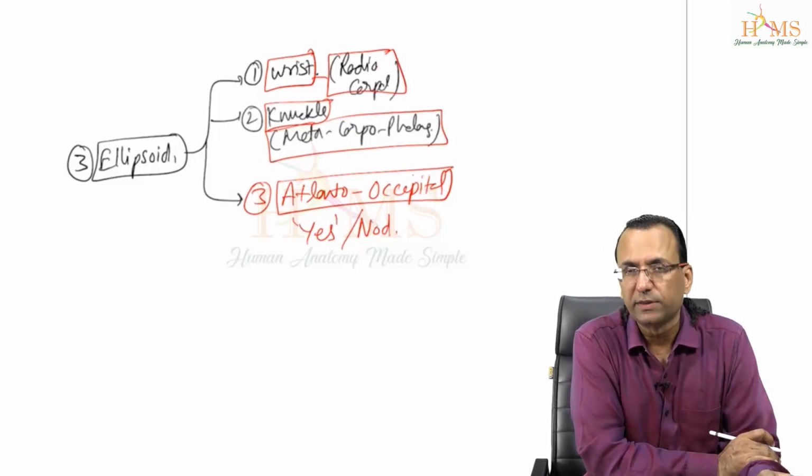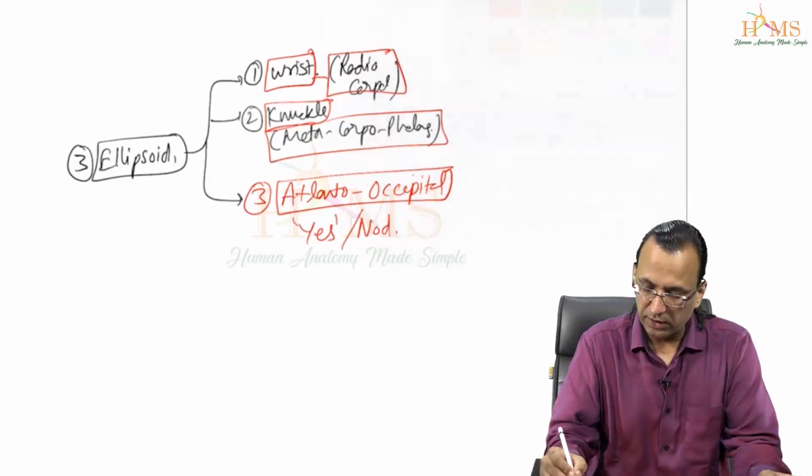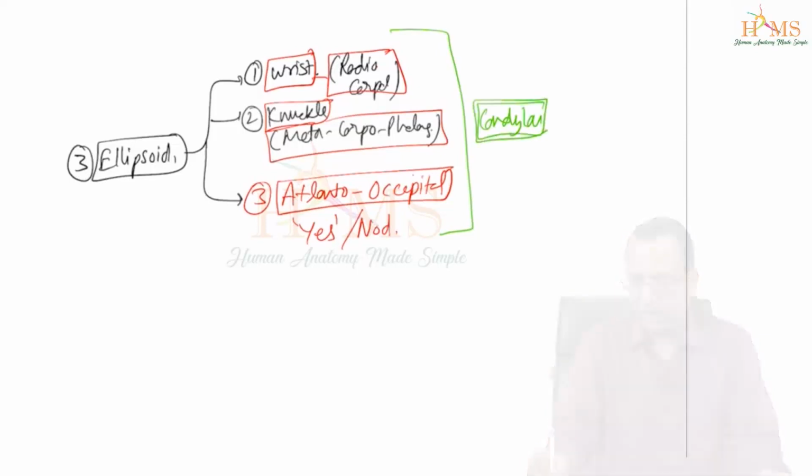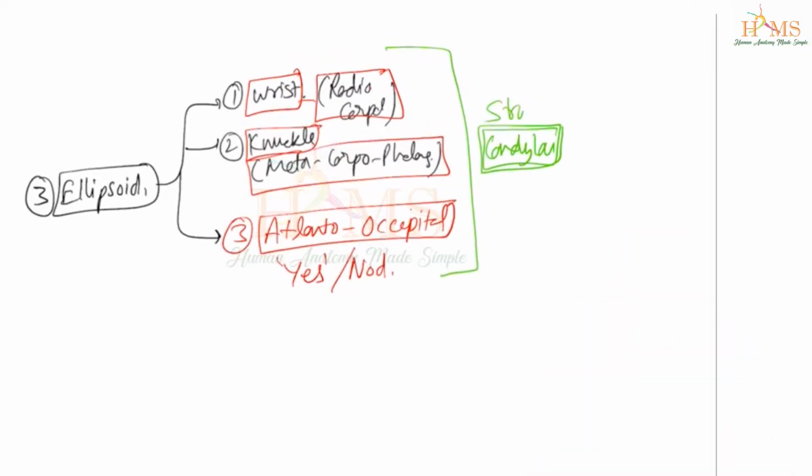But some books will tell they are not ellipsoid, they are condylar. Now, if they say all three are condylar, they are correct in the way that structurally they are condylar, but functionally they are ellipsoid. So, some books will say these three are ellipsoid, some books will say these three are condylar. Which one will you follow? If a question comes giving you both options, any of the three examples are given and they are giving the option, is it ellipsoid or is it condylar? Your first answer should be ellipsoid.